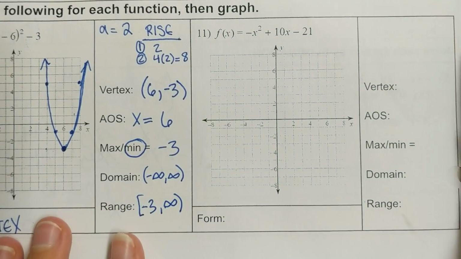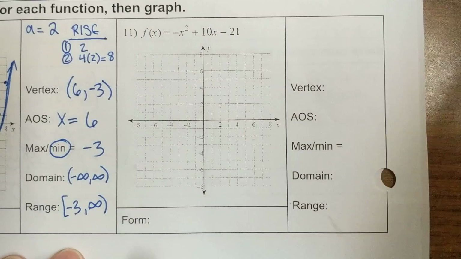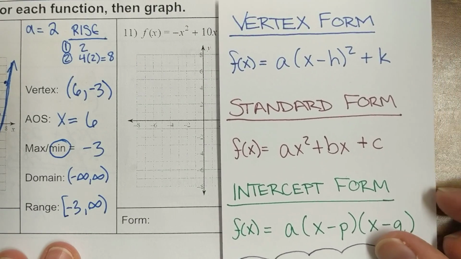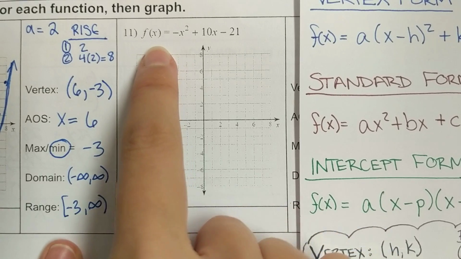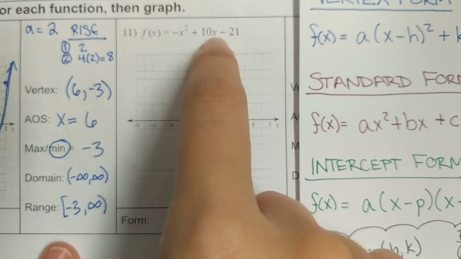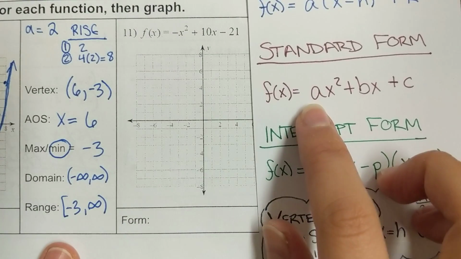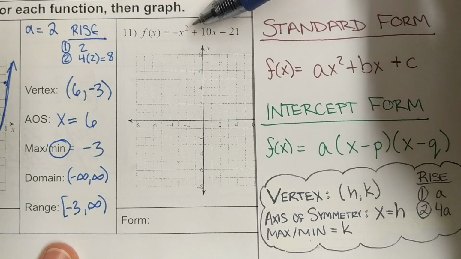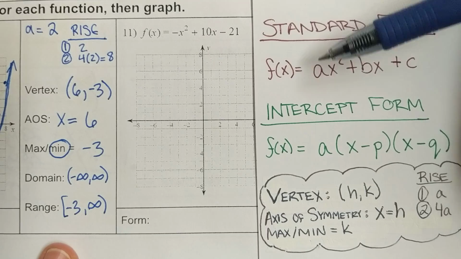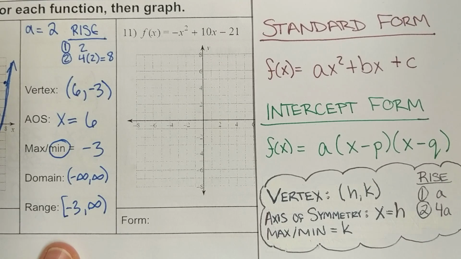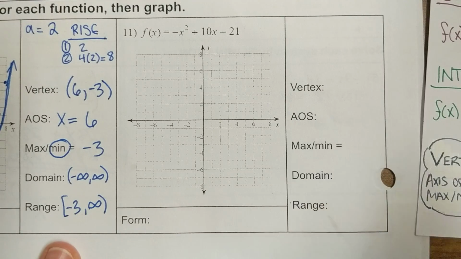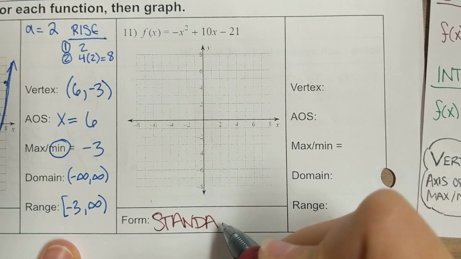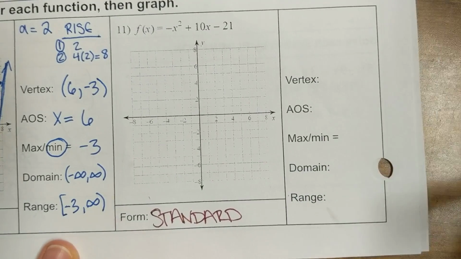All right, let's look at number 11. We want to check what form this is in first of all to see what we need to do. When you have absolutely no parentheses, it's all multiplied out like that. Looks like we're in standard form, where I can see we have an x squared term, an x term, and then a number term. Same here. So we will label this as standard form, and that will give us all the information that we need.